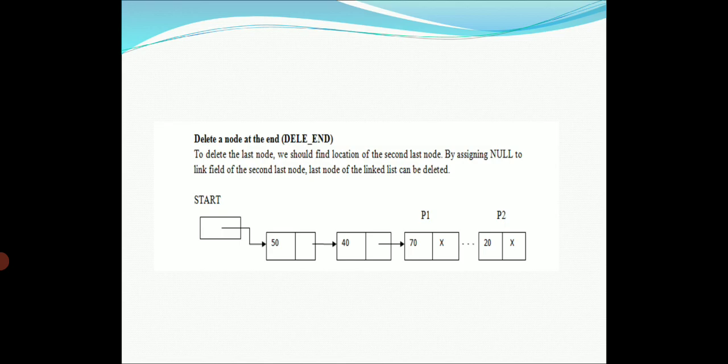The 20 node will be copied to a variable. Here the P1 link field now contains null. Then free, that is, delete the 20 node. By assigning null to the link field of the second last node, the last node 20 is deleted. This is the diagrammatic representation of deleting a node at the end of the linked list.